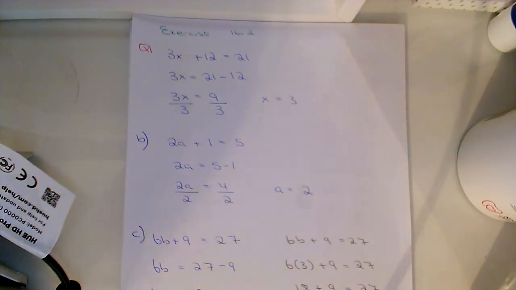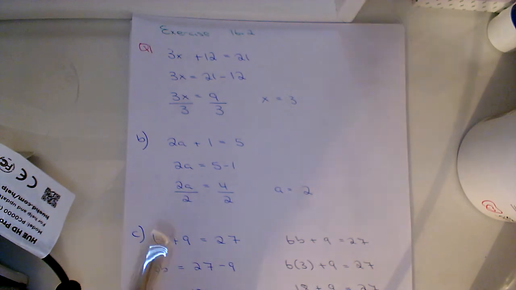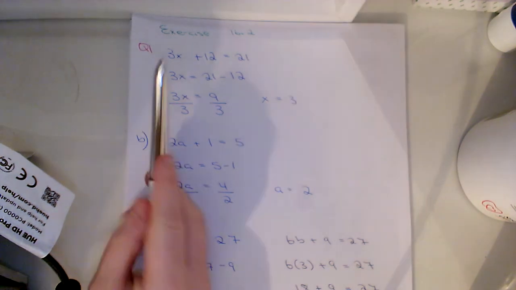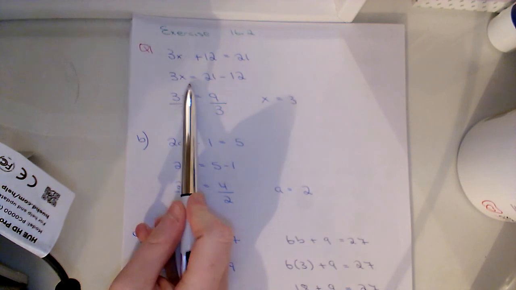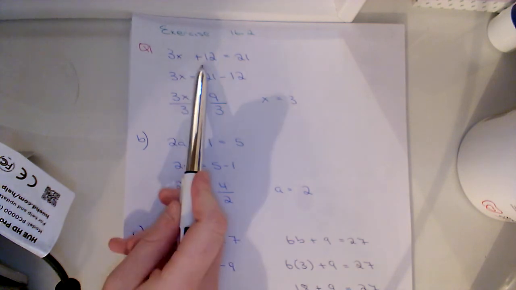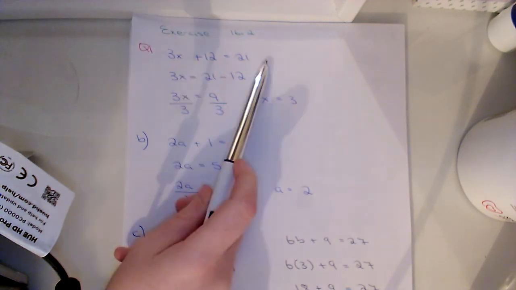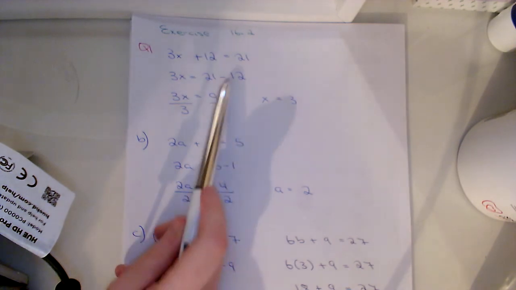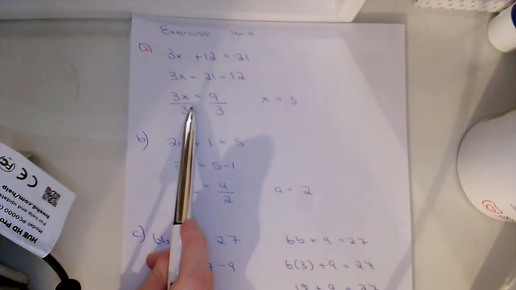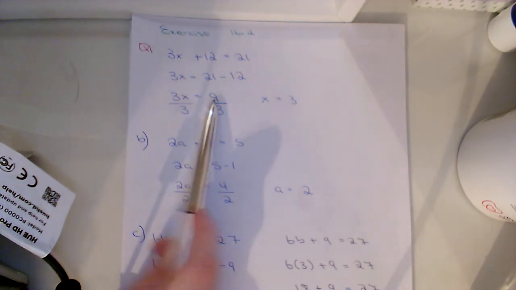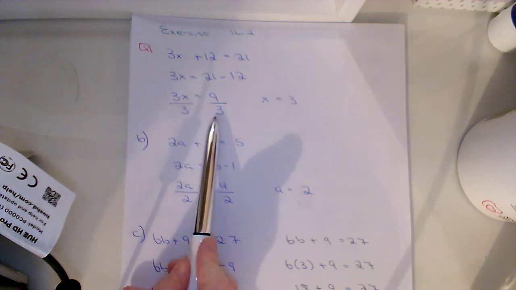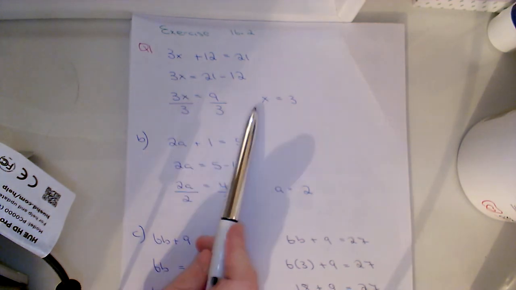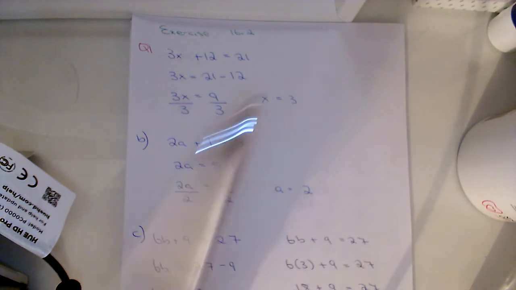So, solutions to exercise 16.2. The first one is 3x plus 12 is equal to 21. I have to have my letters on the left, numbers on the right. So I have 3x is equal to 21. This here is plus 12. When I bring it over the equal sign to the right, I get minus 12. So I have 3x is equal to 9. I want to find out what just 1x is equal to, so I divide across by 3, divide across by 3, and I get x is equal to 3.